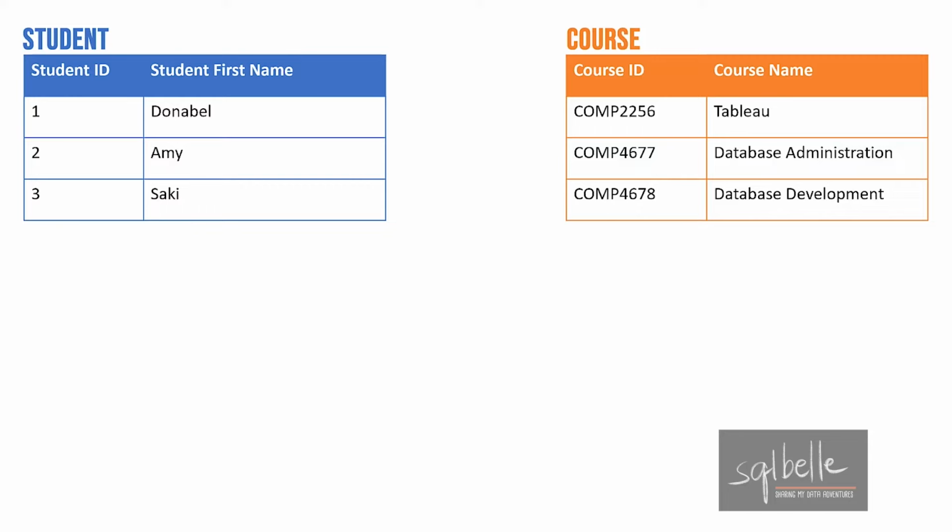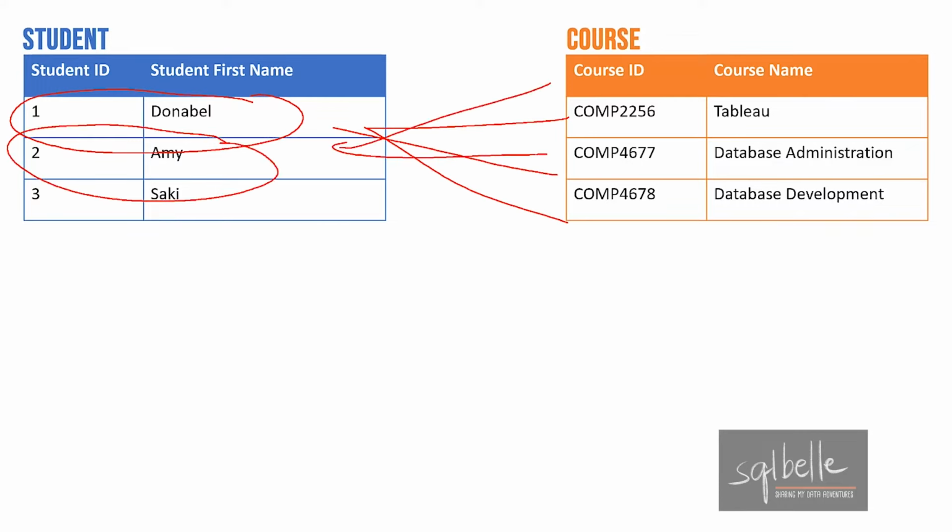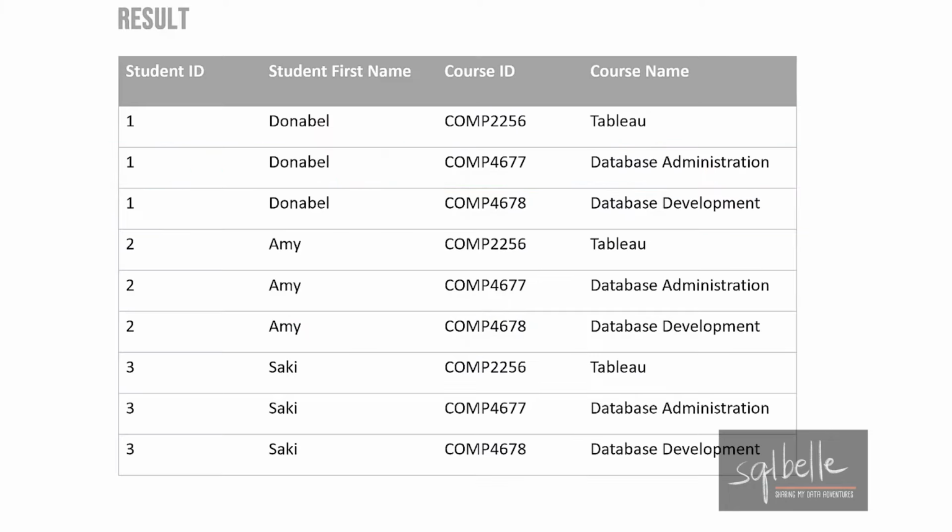So in this particular example, if we are doing a cross join between student and course, it is basically going to take every record from student, match it up for all courses. The next student, match it up to all 3 courses. The third student, match it up to all 3 courses. Your result will look like this.